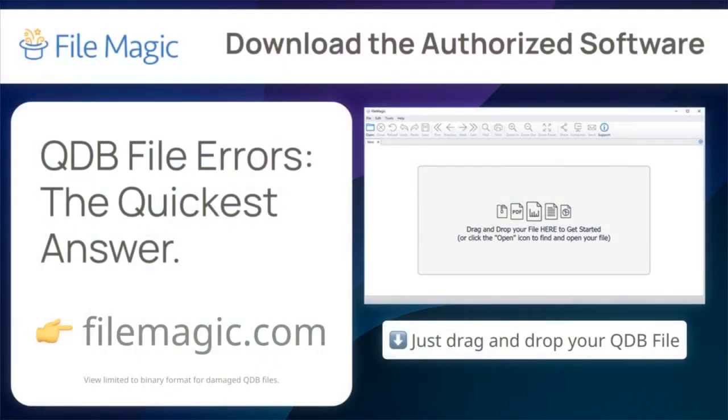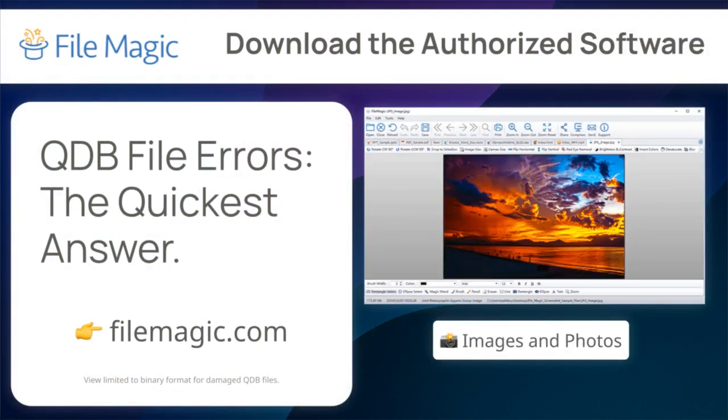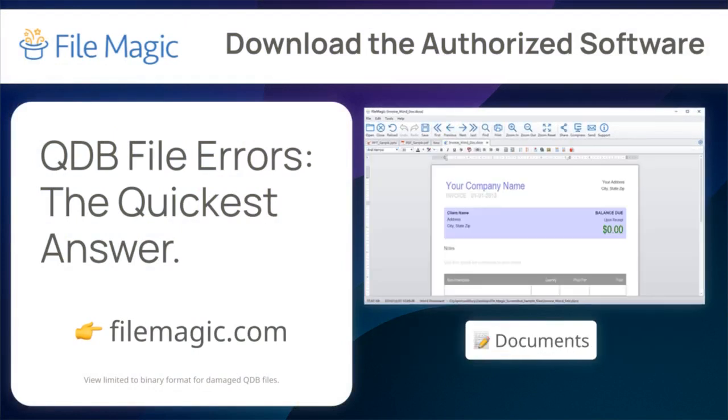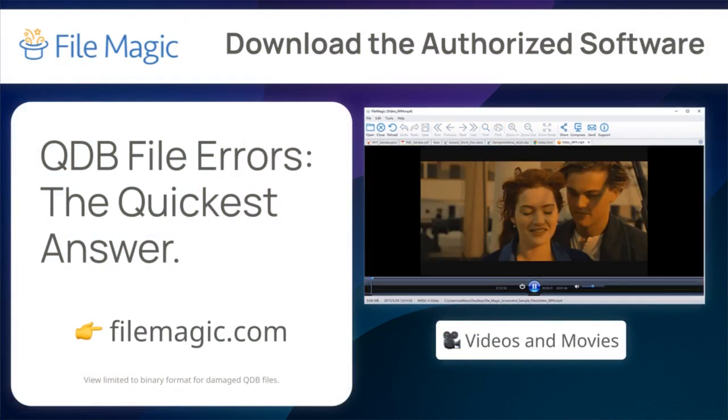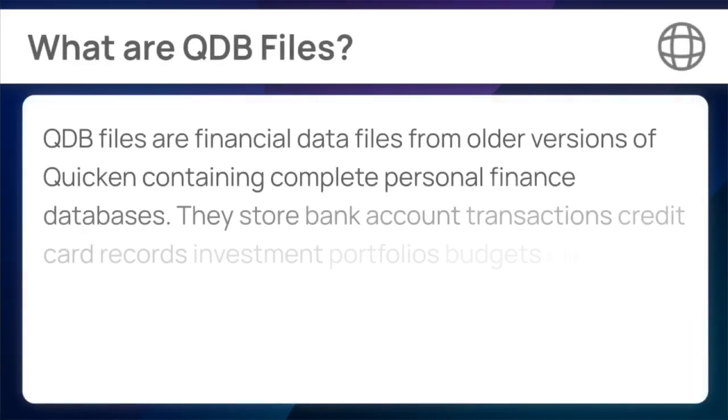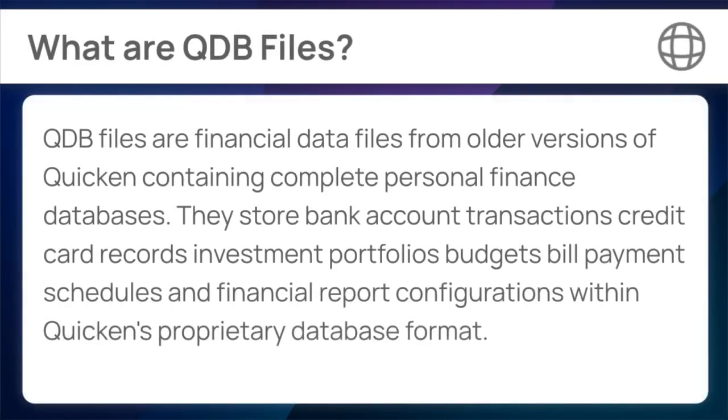I'm saving the most versatile part for last. We're going to rely on one simple but powerful QDB file inspection tool that is capable of reading and repairing hundreds of file types. QDB files are financial data files from older versions of Quicken, containing complete personal finance databases.